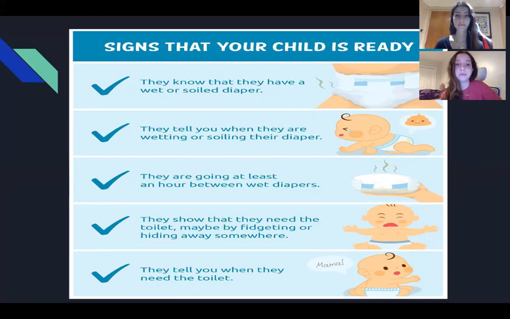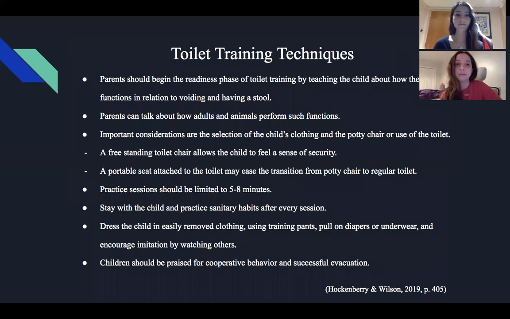And so here are some toilet training techniques that parents can use when going through this process with their child. So they should begin the readiness phase of toilet training by teaching the child about how the body functions in relation to voiding and having a stool. And they can also talk about how adults and animals perform such functions and compare the two.